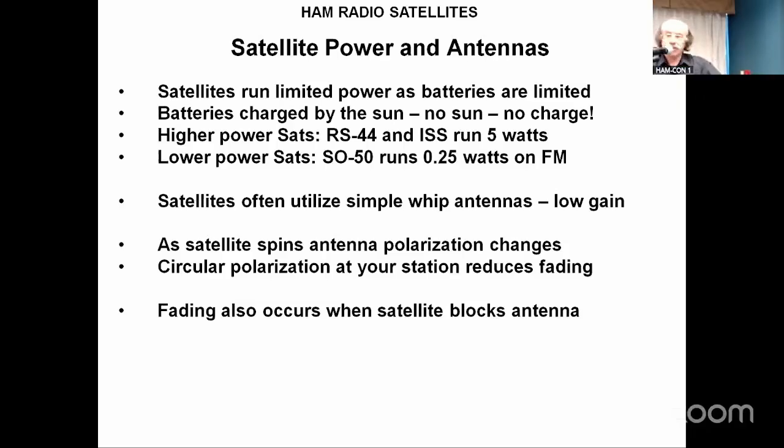Satellite stations often use circular polarization with crossed elements, so it's both vertical and horizontal. That cuts down on some of the fading, although I've used linear Yagis and it works fine.